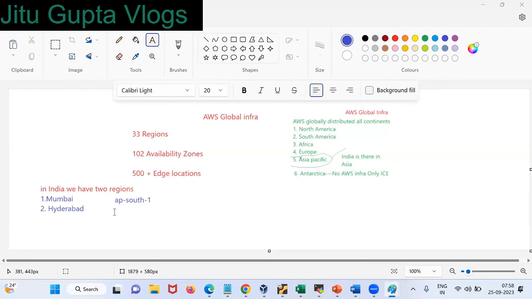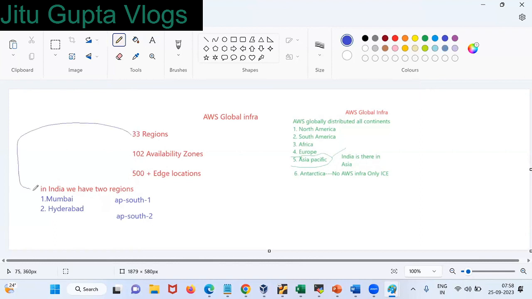Can anyone frame what the Hyderabad code is? Yes, very good, Tejashvi. AP South 2. 2 is nothing but the second region. Clear? Now, we are done with the regions part. We have 33 regions, and out of 33, in India we have 2 regions.